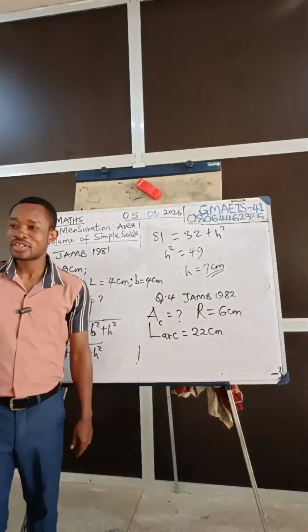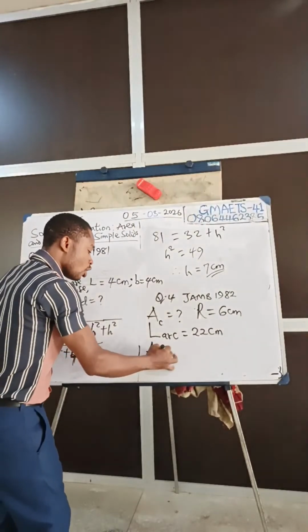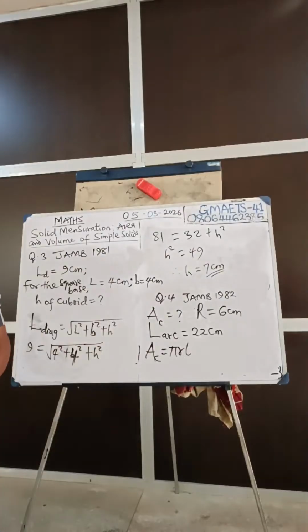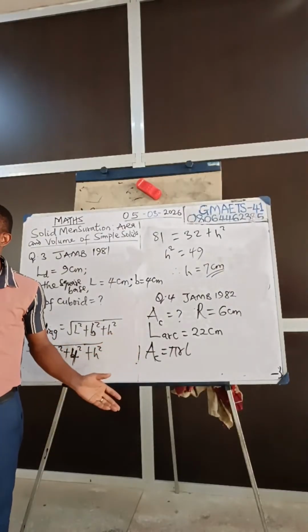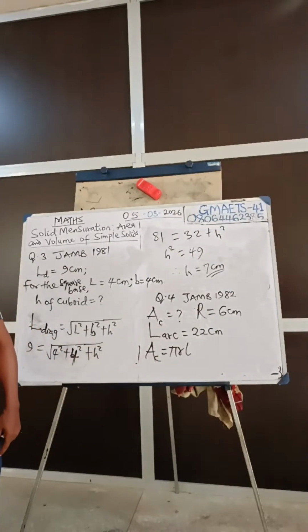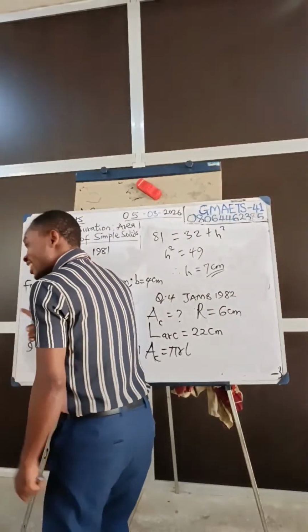How do we process this information? We are looking for the curved surface area of a cone. What is the formula? Pi r slant height, is that not so? Now, see our problem here. Do we know the slant height of the cone from this question?